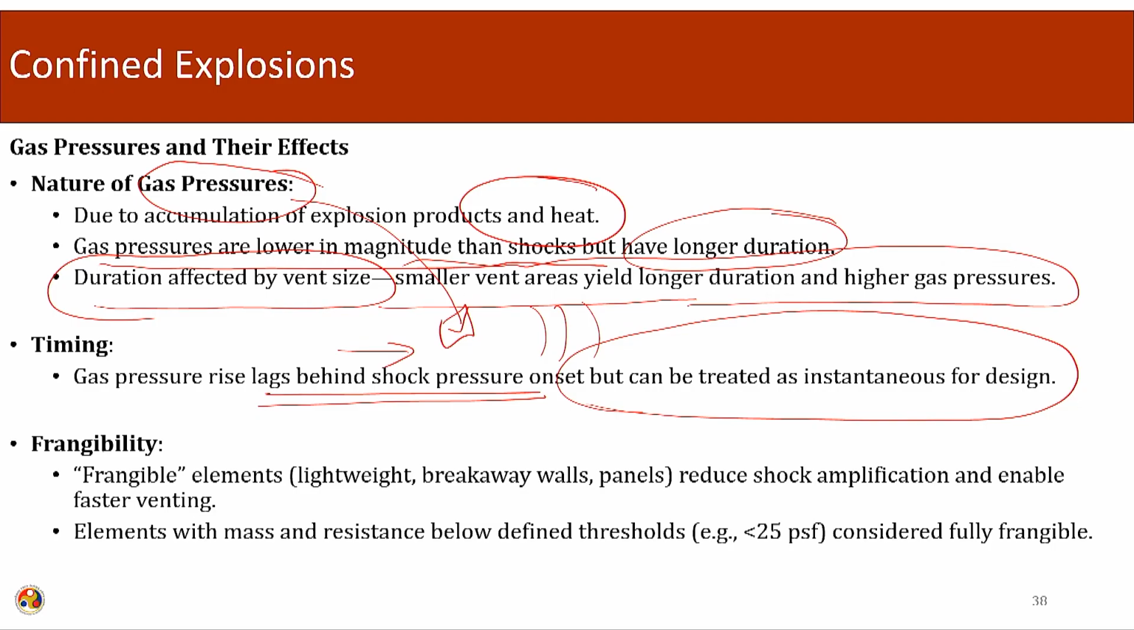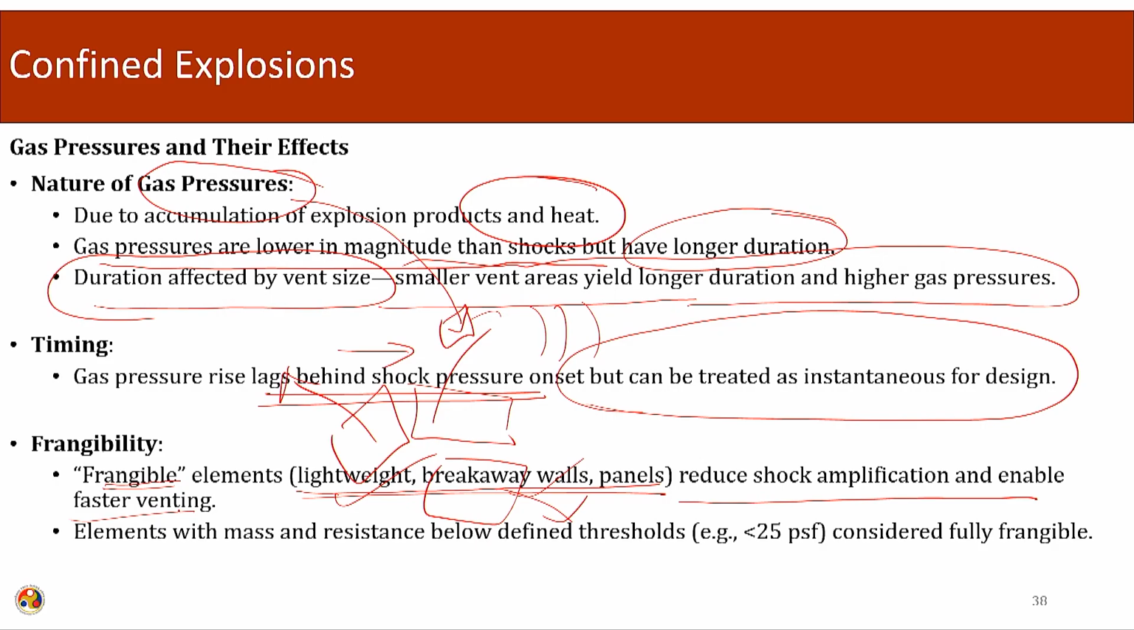There comes one term, called frangibility. What does it mean? In frangible elements, what will happen is that they will instantly fall apart. They will be lightweight, and there will be breakaway wall panels. So when an event occurs, these will all break away very smoothly. These frangible elements are used to reduce shock amplification and enable faster venting. The elements with mass and resistance below defined thresholds are considered fully frangible.